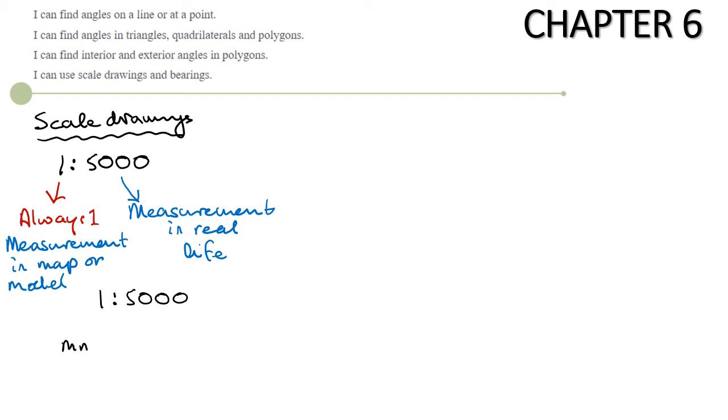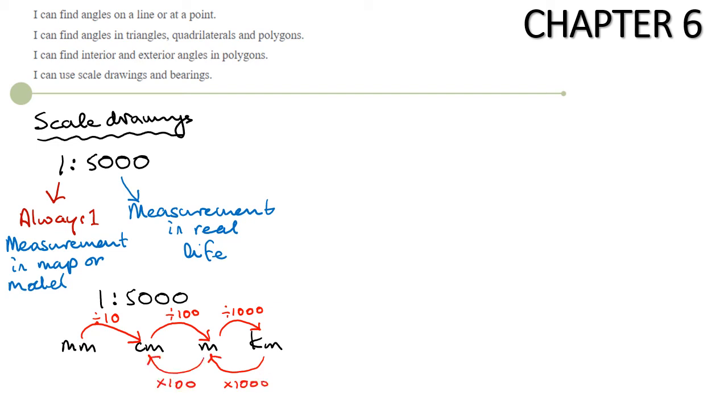So millimeters, centimeters, meters, kilometers. Right, so if you want to change millimeters to centimeters, you divide by 10. If I want to change centimeters to meters, I divide by 100. And if I want to change meters to kilometers, I divide by 1,000. If I want to change kilometers to meters, I times by 1,000. If I want to change meters to centimeters, I times by 100. And if I need to change centimeters to millimeters, we times by 10.